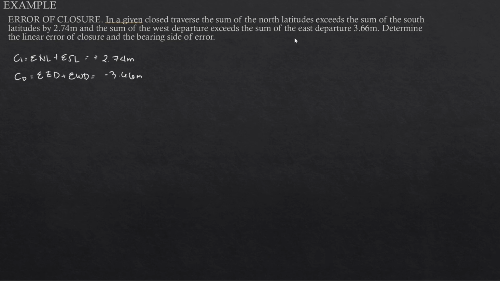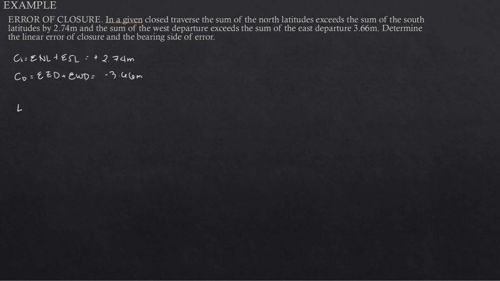Negative siya kasi sabi dito, yung sum ng west departure exceeds the sum of east departure. So, west is negative. So, ibig sabihin, mas malaki yung west natin kesa sa east. So, kaya siya nag-negative. Dito naman, positive siya kasi yung sum of north latitude exceeds the sum of south latitude. So, north is positive. Okay. Huwag niyong kakalimutan yung signs. Magkakamali kayo dun sa pagkuha ng bearing side of error kung iba yung signs nyo.